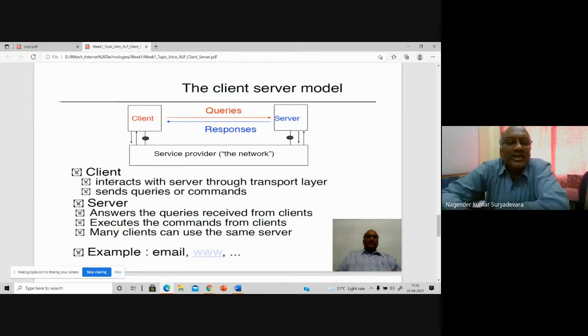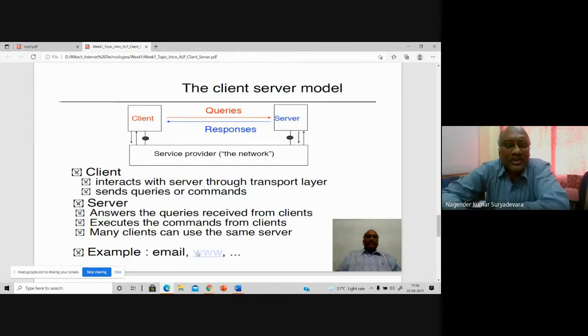The client interacts with the server through the transport layer, TCP, the Transmission Control Protocol followed by the transport layer of your 5 layer model. It interacts with this transport layer and sends queries or commands, and the server answers the queries received from clients and executes the commands. The corresponding responses are then given.